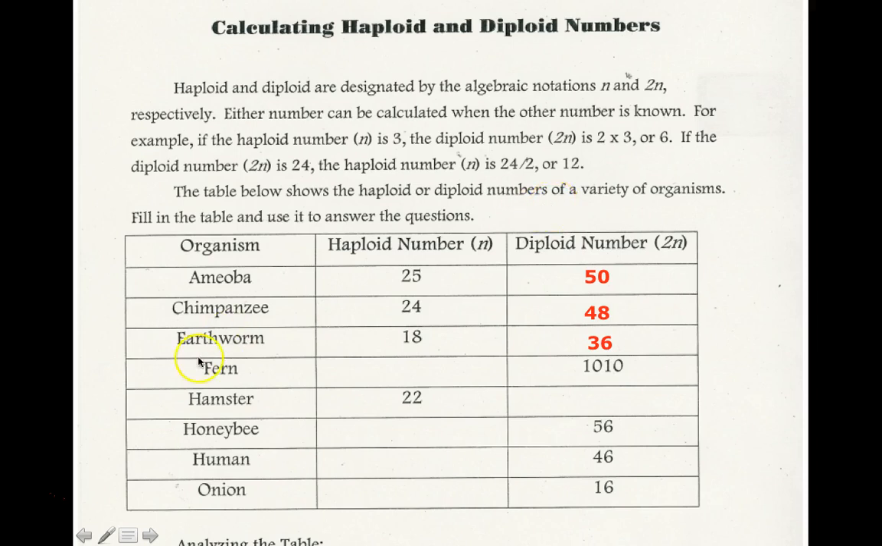If it's the opposite, so let's just say for a fern, this is a type of plant, if the diploid number of a fern is 1010, we would divide that and we would get 505. Remember, if we're going from haploid to diploid, we are multiplying. So for the hamster, it's 22. Diploid would be 44. A honeybee's diploid number is 56, 28. Okay, you try it on your own. Humans, well, we've already memorized this one, 46, 23. And an onion, 16, it would be 8.